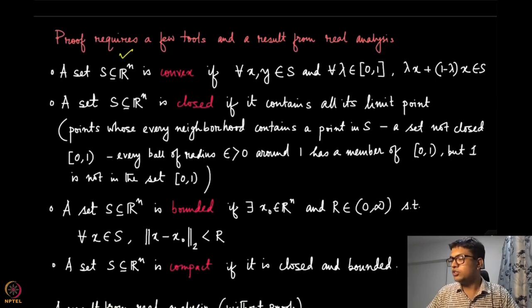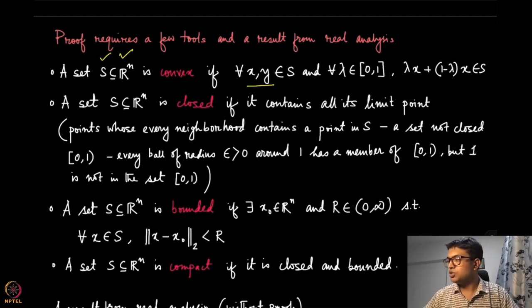So it is convex if, for every x and y that live in this space, so if we look at a set S, for every two elements, if you join the chord between these two points, that is going to always live within that set.